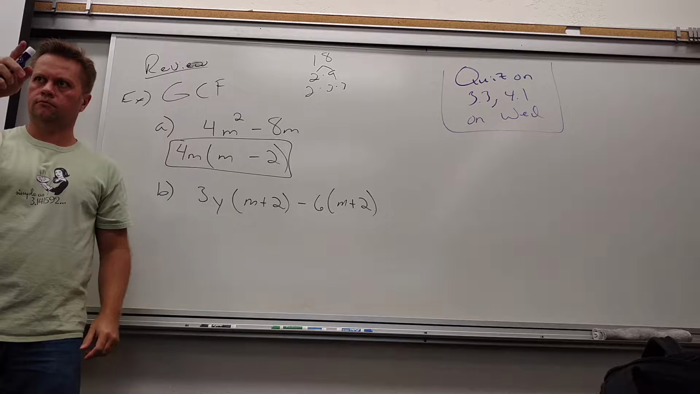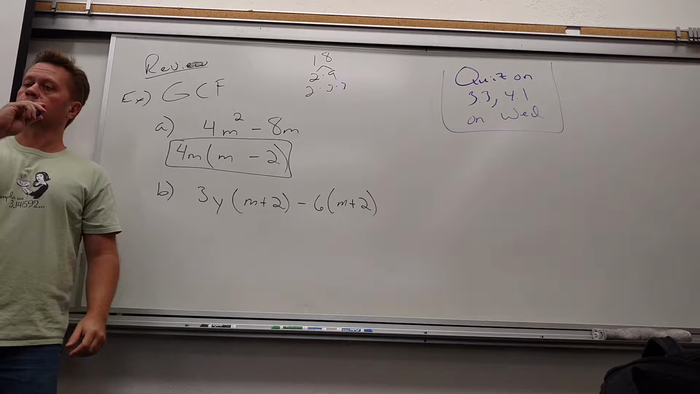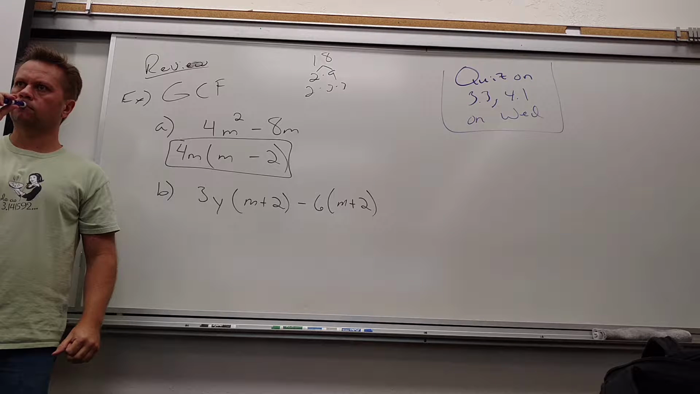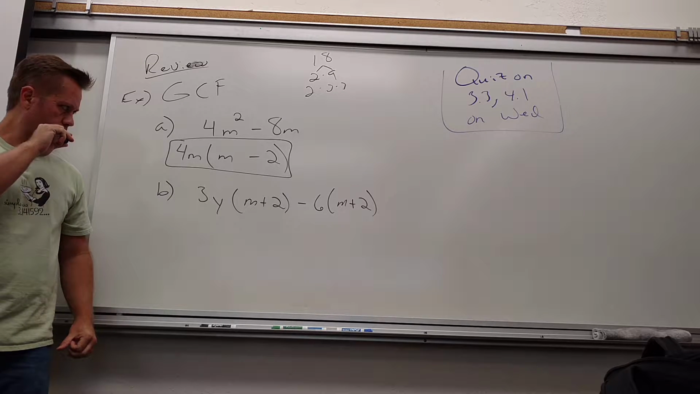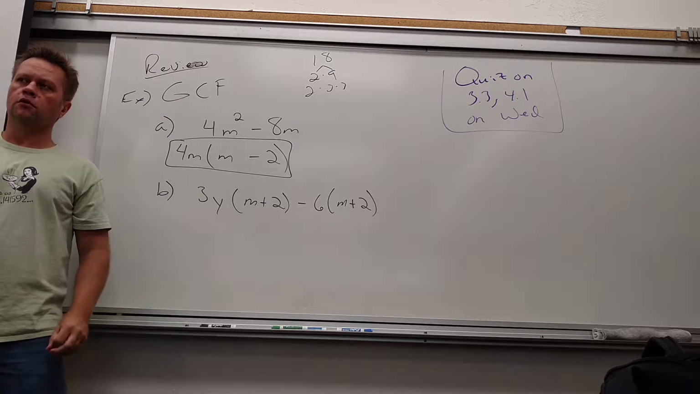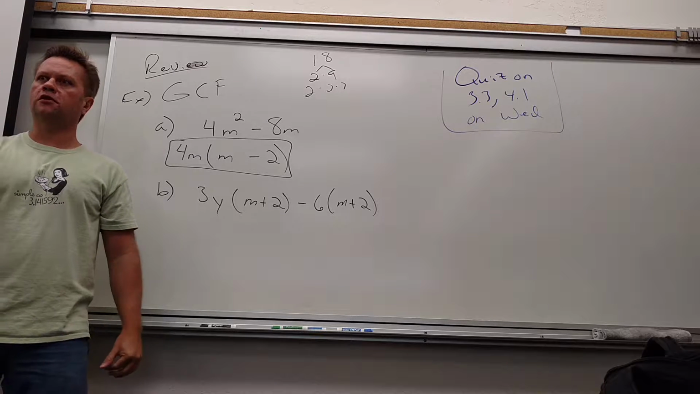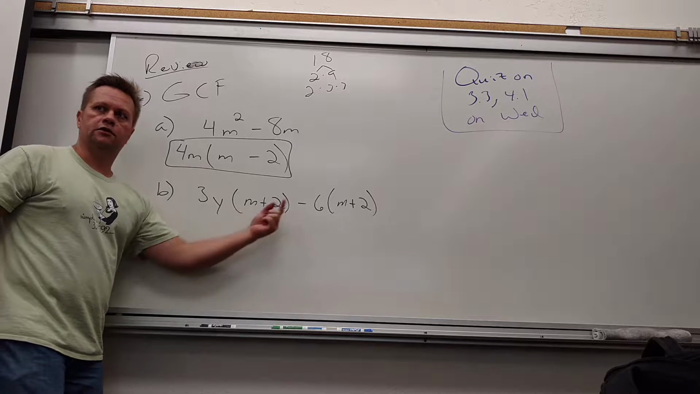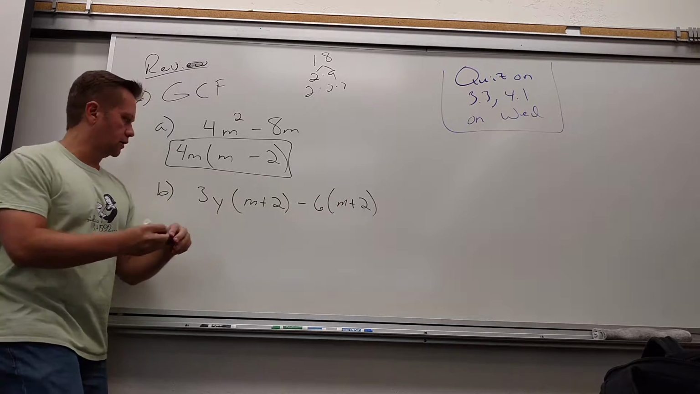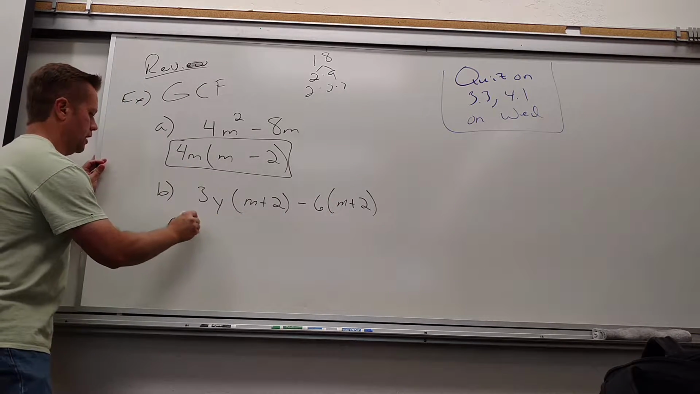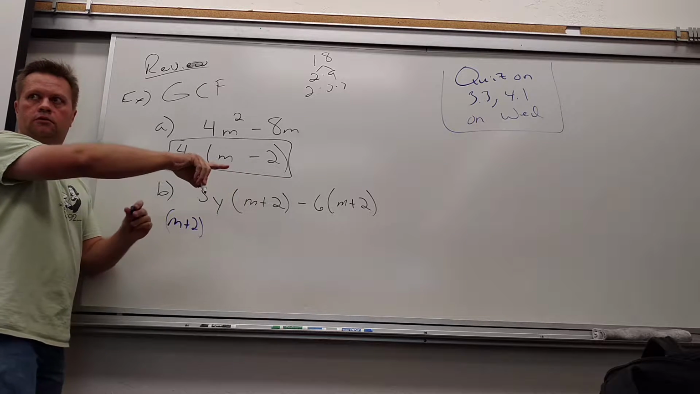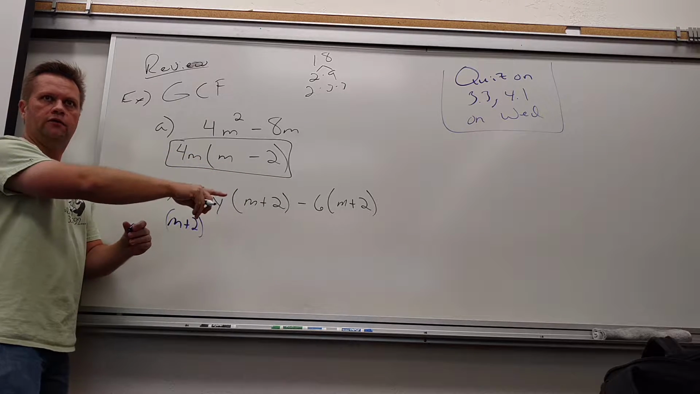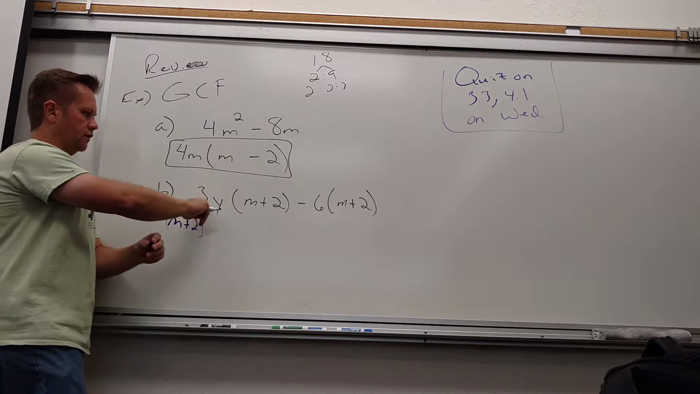Yes, ma'am? 3y minus 6 and m plus 2. Okay. That's not too bad. There's one little thing not quite right about it. I agree that these both have an m plus 2 in it, right? So I can completely take an m plus 2 out because they each have 1. But what else do they each have? 3. Yeah, they each have a 3.